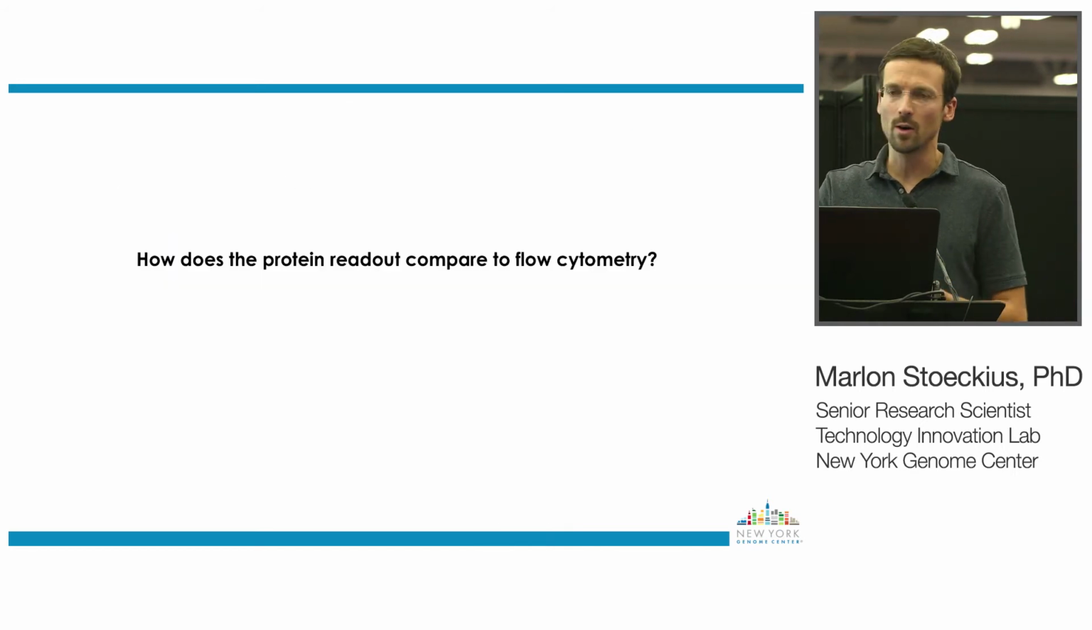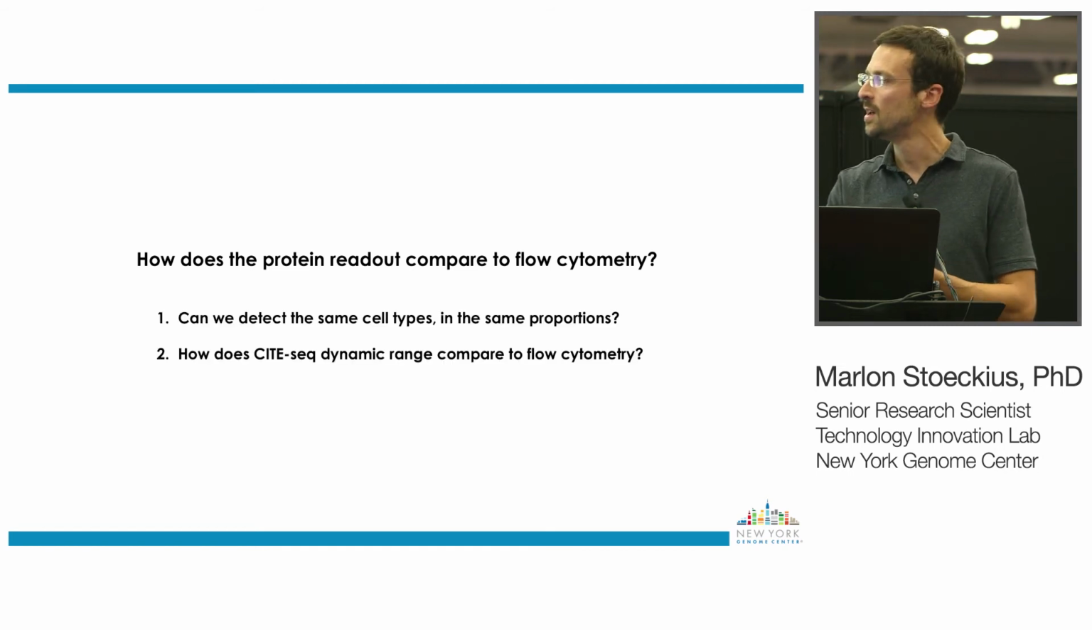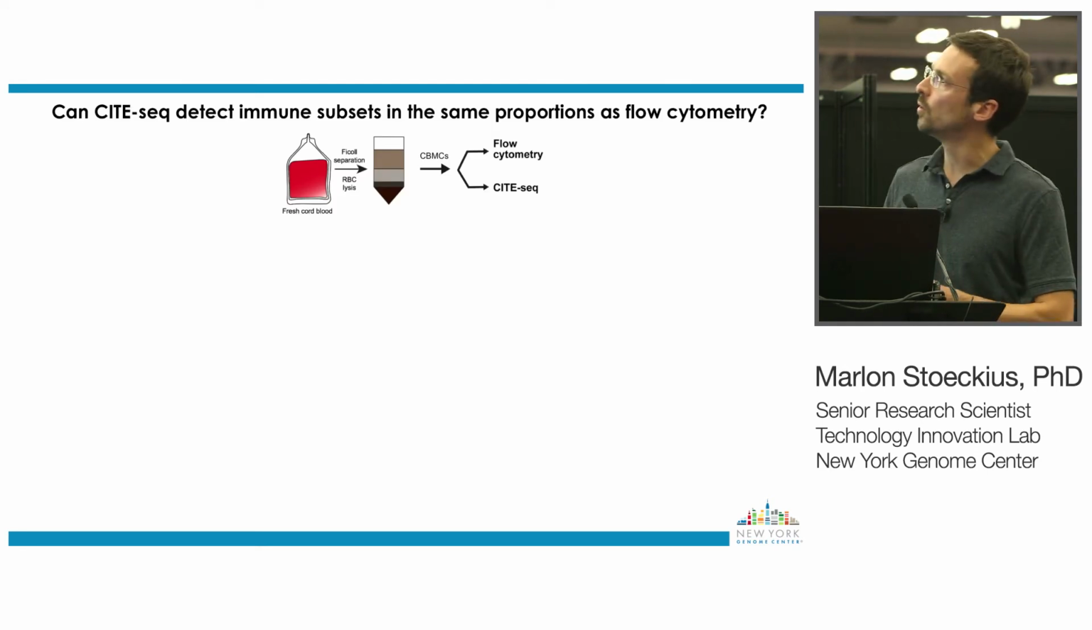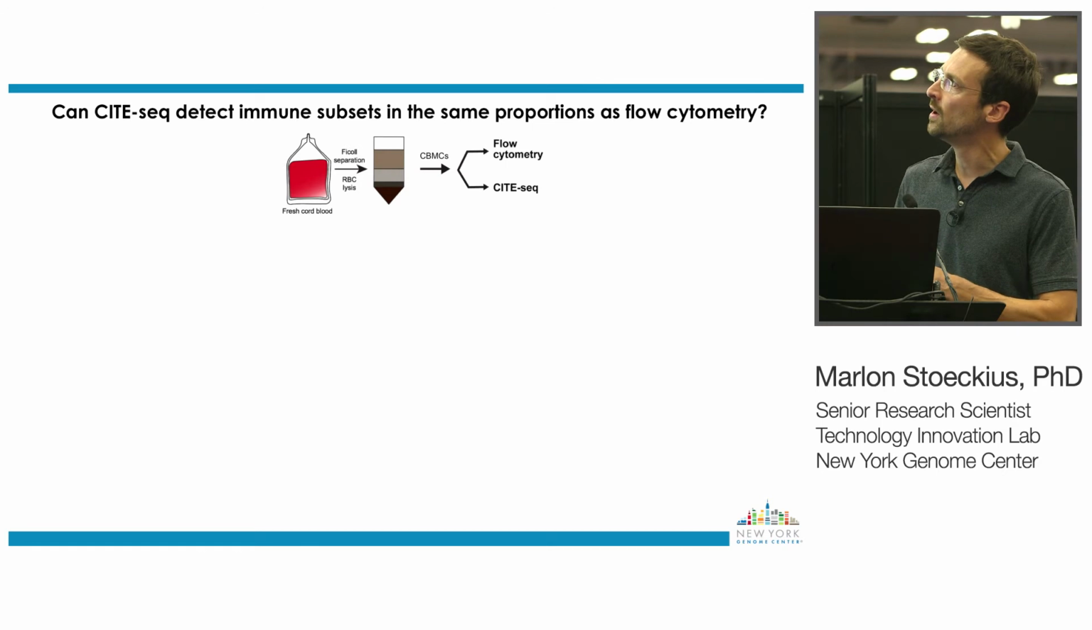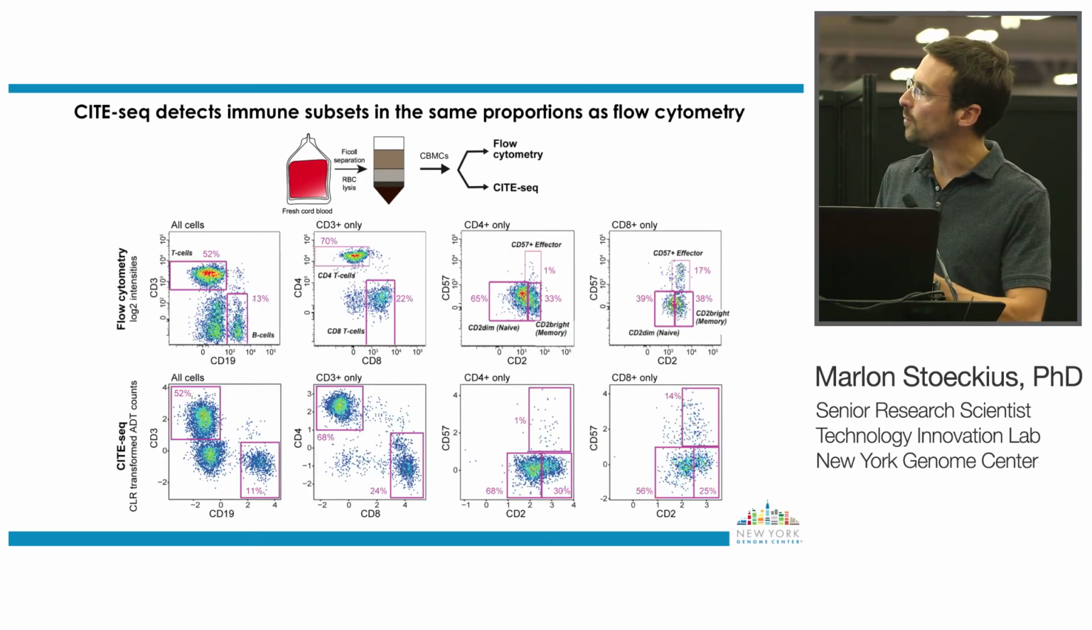But we wanted to ask how comparable the method really is with flow cytometry. For this, we did two different experiments: one asking if we see the same proportions, and one asking if we see the same dynamic range of expression between the two methods. So we again isolated cord blood mononuclear cells and passed them once to flow and once to CITE-seq using the same markers. That's the flow cytometry data, and that's the CITE-seq data on the same sample.